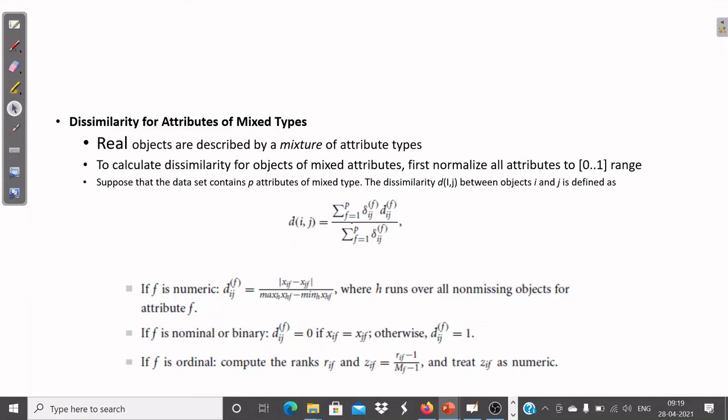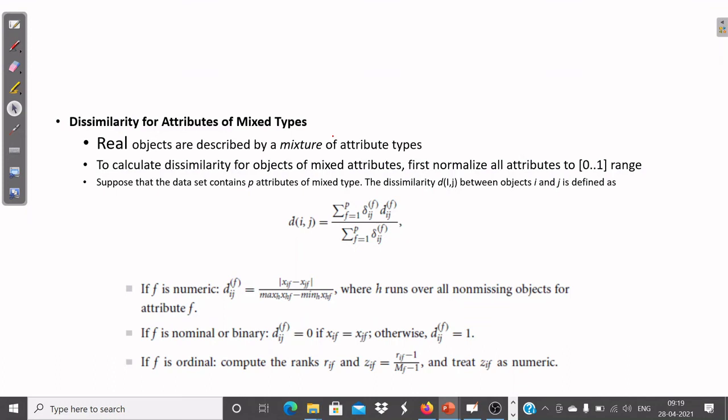So if you look at it that way, you have distance values calculated for each of the different attribute types separately, and then you are doing an average. The deltas are summed up together, and delta is 0 only in the case where you have an asymmetric binary attribute with value 0. Otherwise, it always takes a value of 1. So this is how you calculate distance measures for mixed types of attributes.